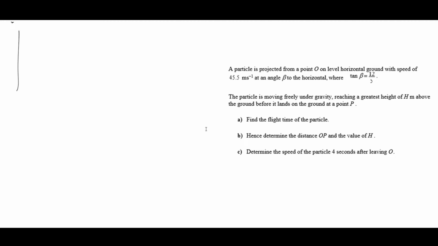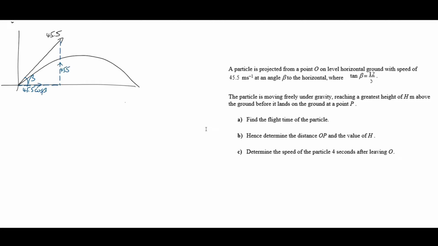As usual, I want to be able to annotate freely and to add forces and components as I'd like, and to make sure I've represented all the information from the question in the diagram. Okay, so we're told about this initial projection. The initial projection is in this direction with a magnitude 45.5. Immediately, we can find components. The angle of elevation here is beta.